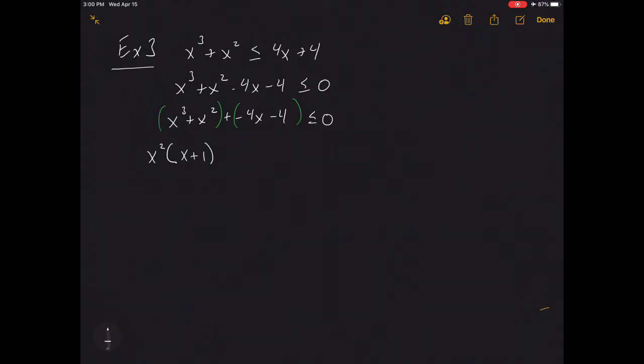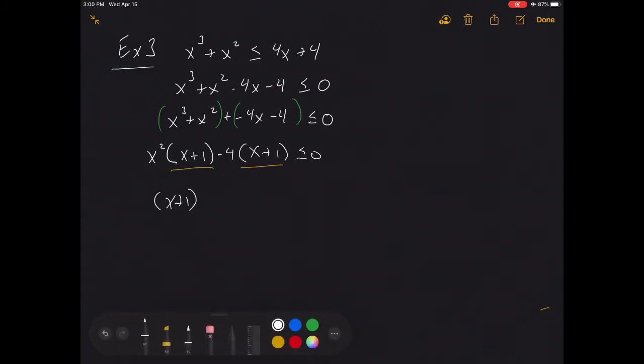In the second grouping, it looks like I can take out a 4, but I want to take out a negative 4 because what I'm trying to do is get each one of the parentheses to be identical. So if I take out a negative 4, that leaves me with an x and then a plus 1, which is good because I really wanted these two things to be exactly the same. Because now what I can do is factor out the x plus 1 from each one of those, and when I do that, what that's going to leave us with is this x squared and that minus 4, and that's going to go in my second parentheses.